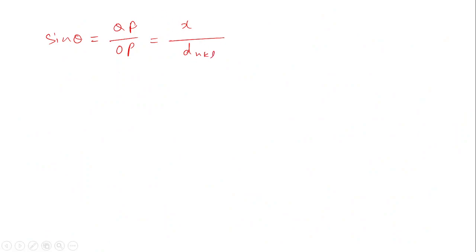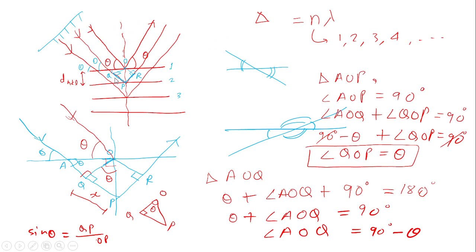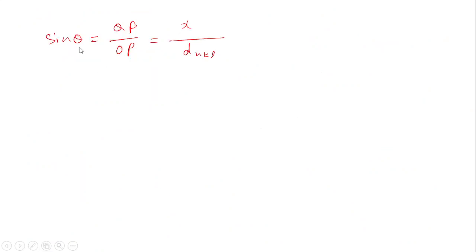So I see my total path difference is this QP plus PR. This QP plus PR is the total extra path that the second X-ray is traveling. So total QP plus PR is the total path difference. Just now I found out QP, if I keep X or call it QP, that will be sine theta DHKL.